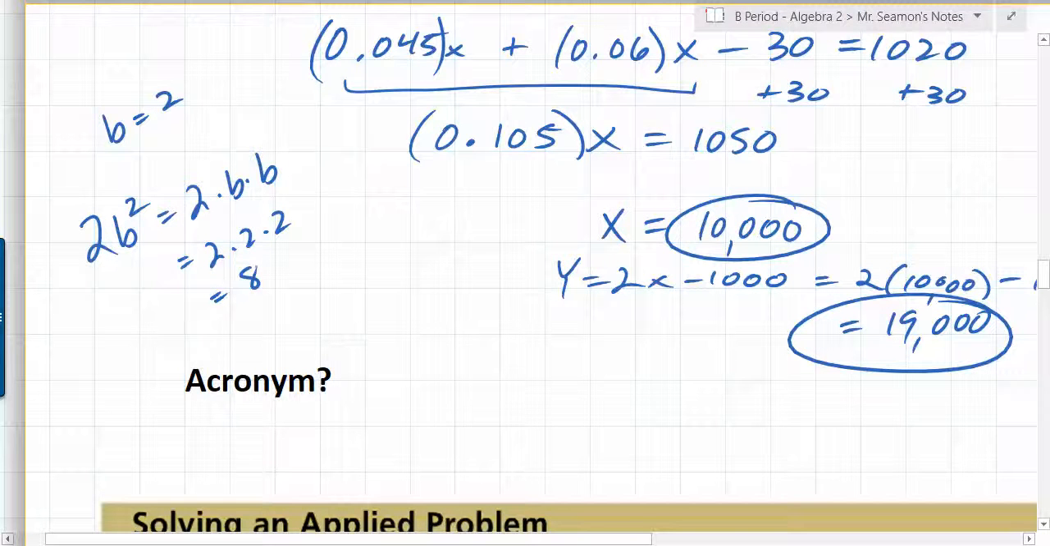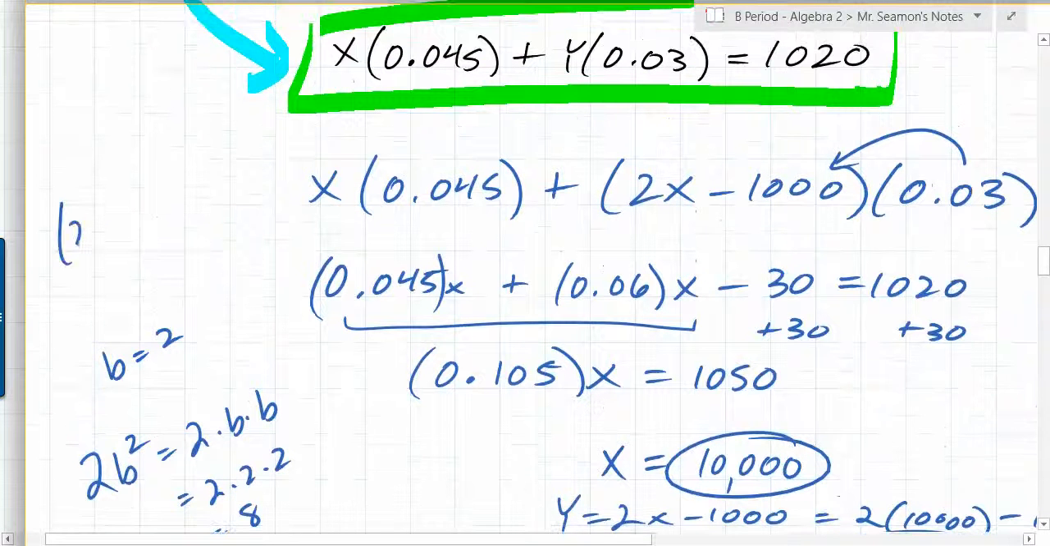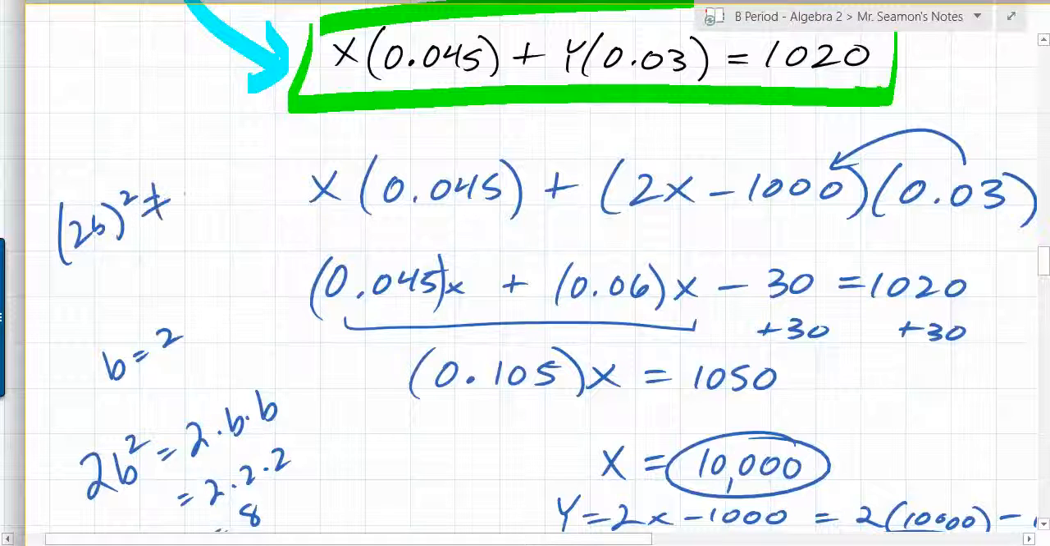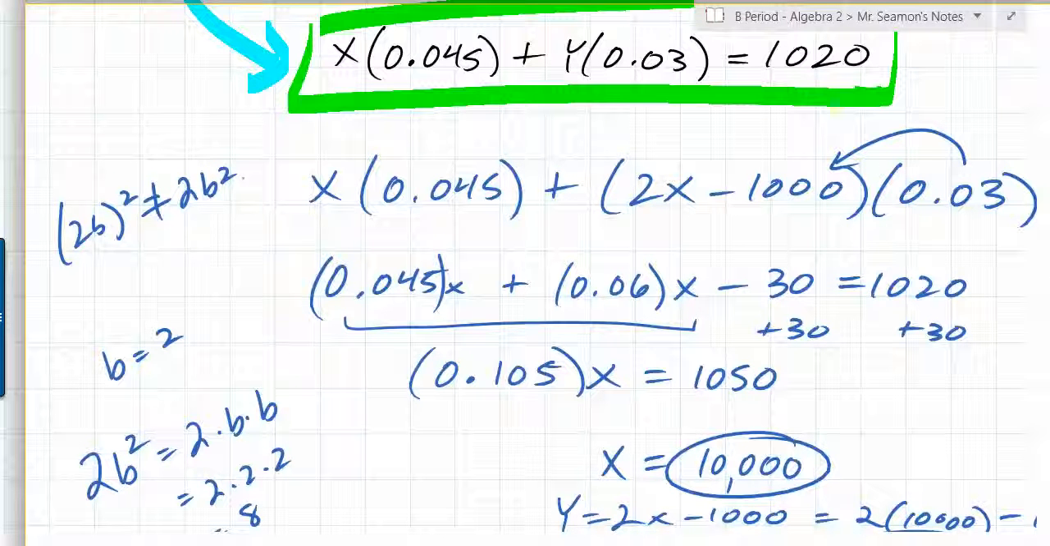Yes, because look, 2b squared is not the same thing as 2b like that. You see the difference? If you put the 2 in there, what's 2 times 2? 4. What's 4 squared? 16. But 2 times 2 times 2 is 8. These are not the same thing.